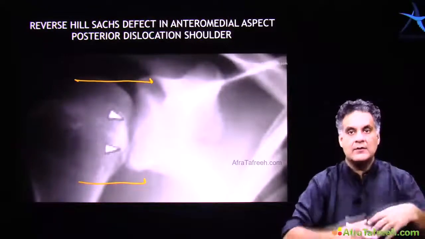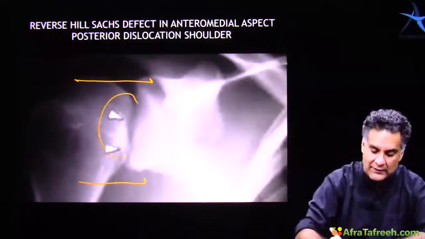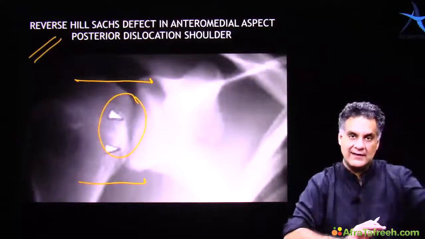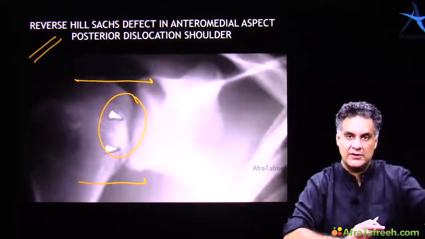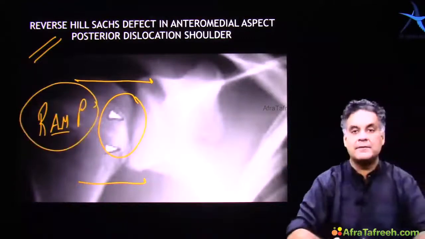And when you have a recurrent posterior dislocation, it's associated with an anteromedial defect called a reverse Hill-Sachs. So in Hill-Sachs lesion, there is a posterolateral defect seen in anterior dislocation. In reverse Hill-Sachs, you have an anteromedial defect seen in posterior dislocation, remembered by the mnemonic RAMP.